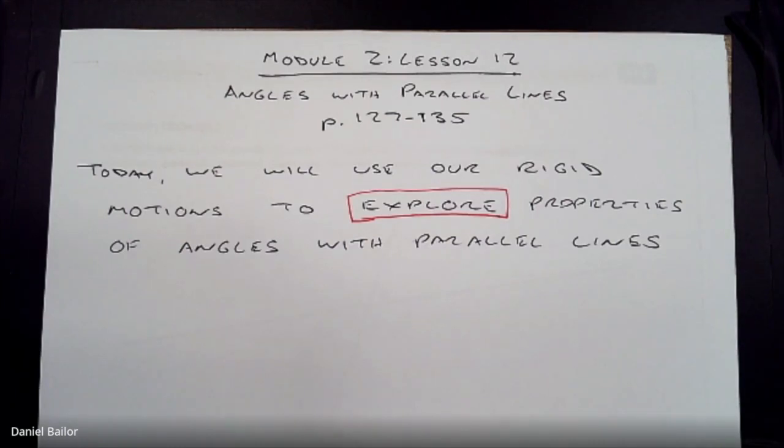Please also have a page to take notes on, and you should be copying the notes on my page onto your page. We've worked in the first half of Module 2 a lot with rigid motions: translations, reflections, and rotations. The one thing we learned is that rigid motions keep congruence. They make the size and the shape stay the same. That's a very important concept today, because we're going to use our rigid motions to explore something about angles with parallel lines.